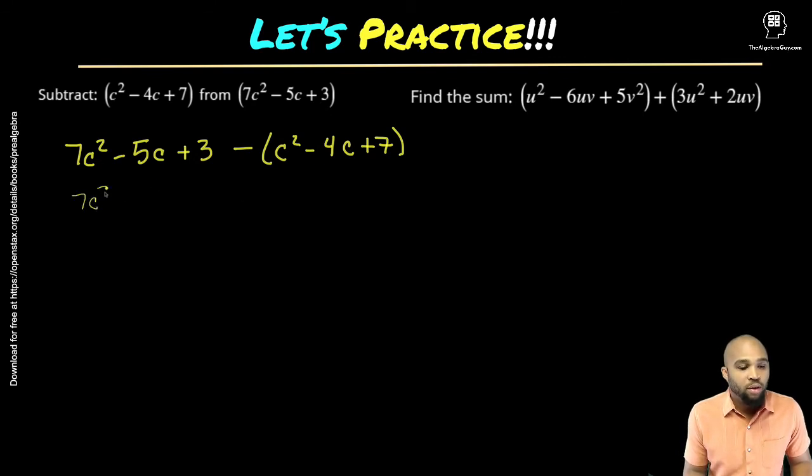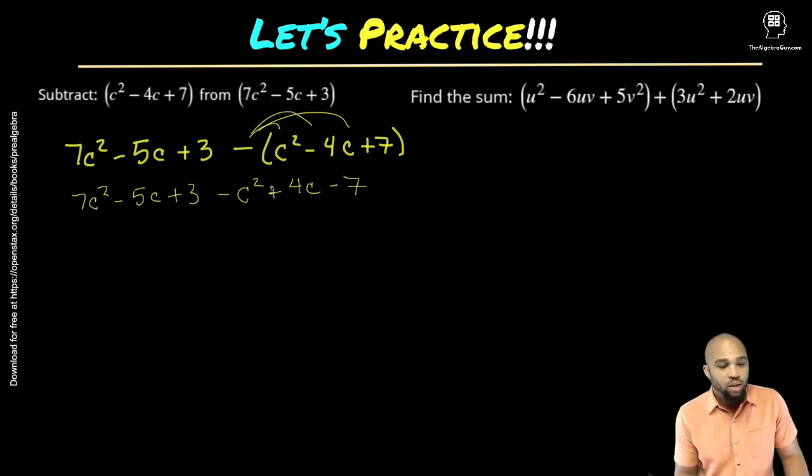So I'm going to rewrite all of this piece here, plus 3, and then I'm going to distribute my negative to every term in that parentheses. So this is going to be a minus c squared minus 4, I'm sorry, plus 4, right? Because that's negative times a negative, plus 4c, and then a minus 7.